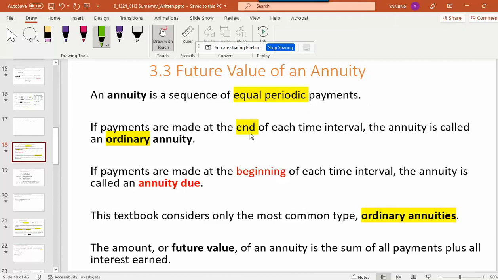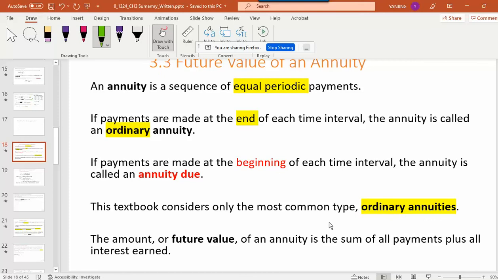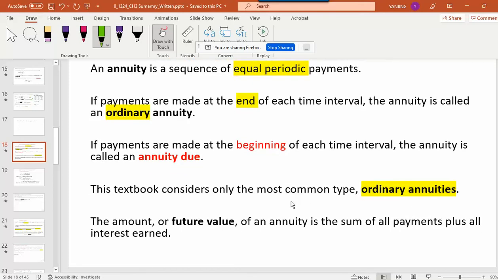If the payments are made at the end of each time interval, the annuity is called an ordinary annuity, and that is our book. Our book only talks about the ordinary annuity. If the payments are made at the beginning of each time interval, the annuity is called an annuity due. The textbook only considers the most common type, which is the ordinary annuity, because the formulas are a little bit different, but we only talk about one type.